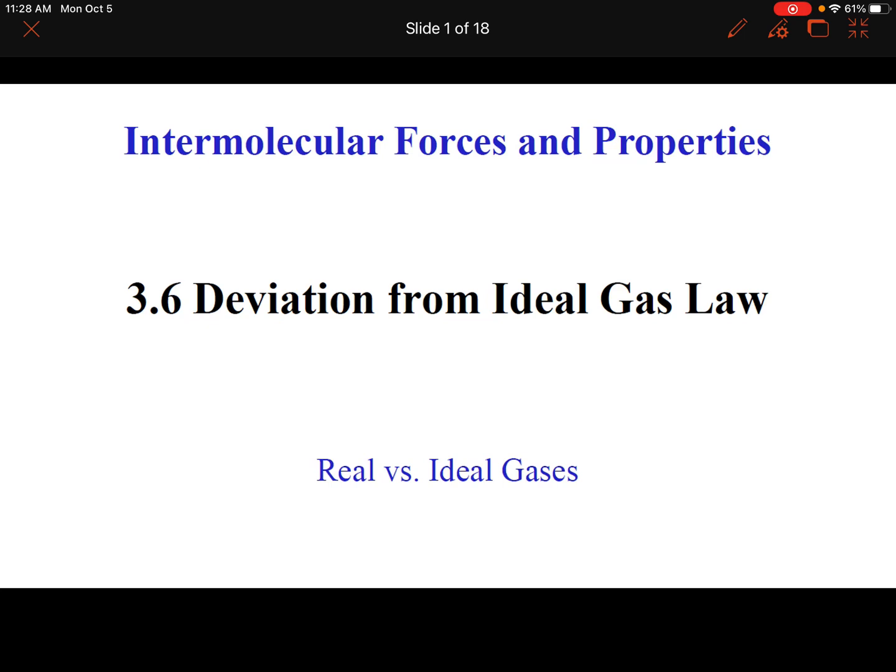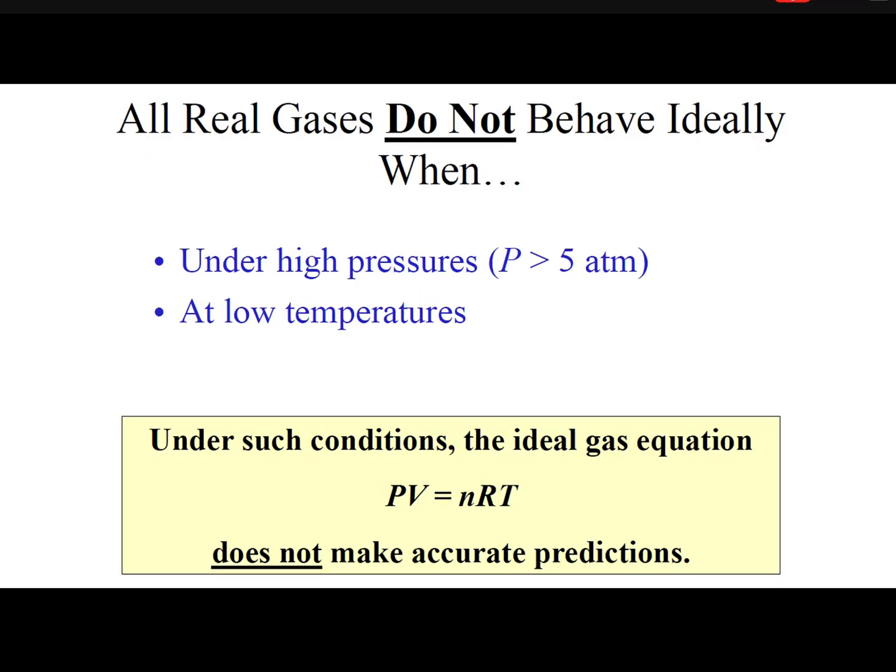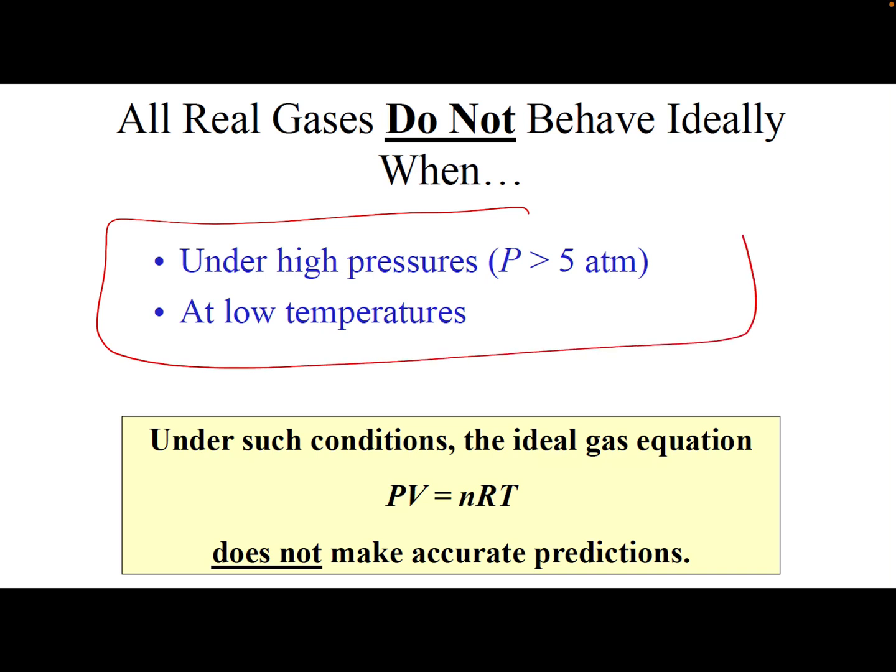What happens if we deviate from the ideal gas law? So really it's like real versus ideal gases. And we can assume gases will behave ideally unless they give you enough information that it's like, yikes, maybe this won't work. So all real gases do not behave ideally under high pressure and low temperature.